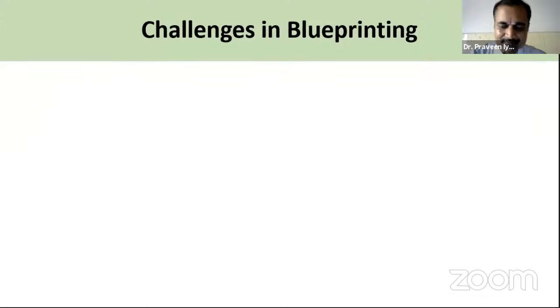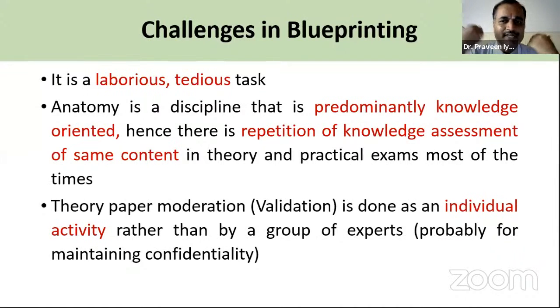Now we come to challenges in blueprinting. Blueprinting is a laborious and tedious task. Definitely you will agree, because you have seen this table and even subtables if you want to create and distribute, allocate the questions. Yes, it is a tedious task. For anatomy particularly, because we are talking about our own subject, anatomy is a discipline that is predominantly knowledge oriented. Everyone will definitely agree on this. Hence, there is repetition of knowledge assessment of the same content in theory and practical examinations most of the time. For example, identification of a muscle in the soft parts, and then we ask, tell me the attachments, nerve supply, actions, etc. Again, the same thing could have been asked even in the theory examination. So it's basically repetition of knowledge assessment of the same content that many a time happens.